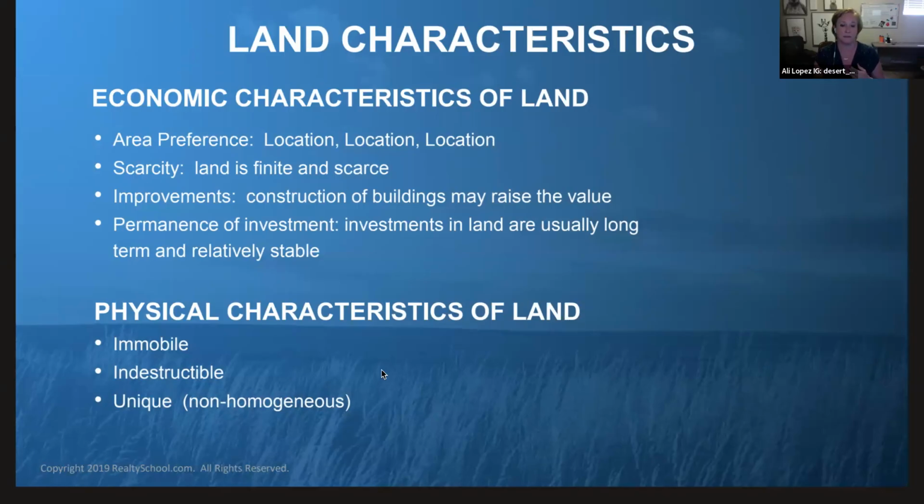The improvements: if you put something on a piece of land that can generate income, it could raise the value of that piece of land. And the permanence of the investment. Investments in land are usually long-term and relatively stable. He ain't making any more of it. So there you go.